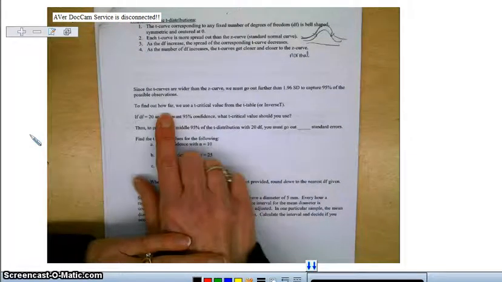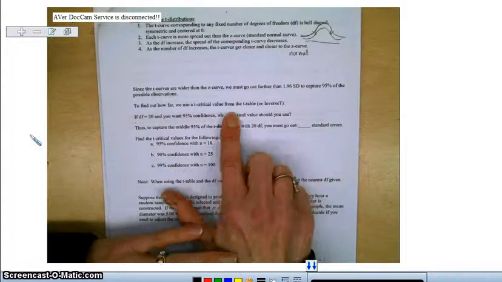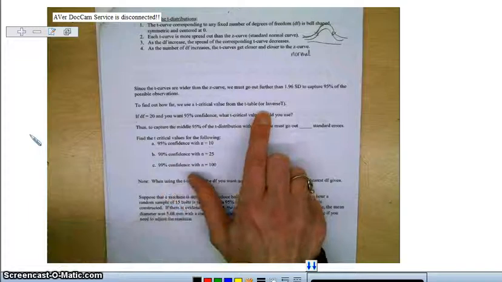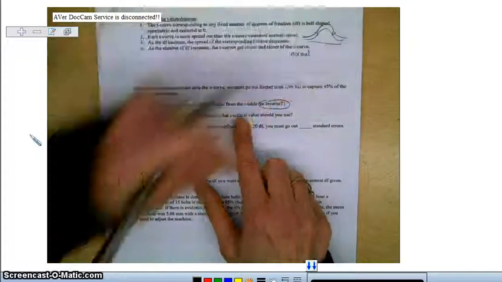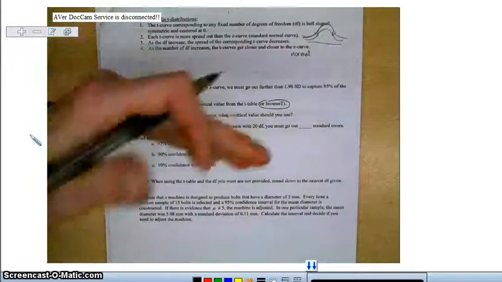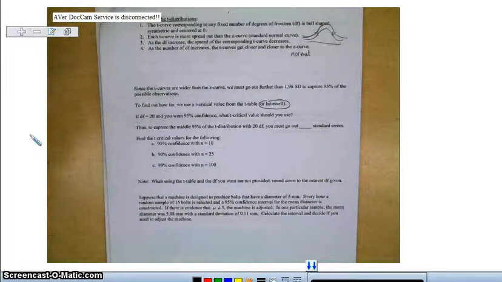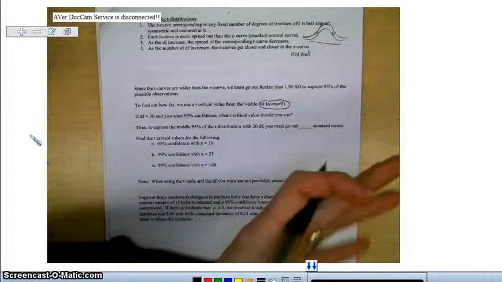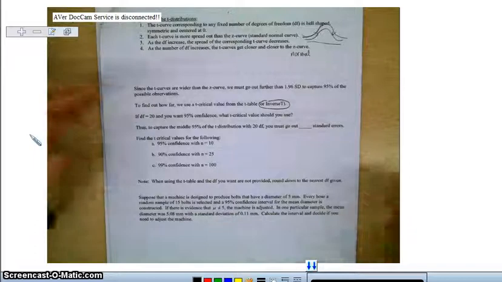To find out how far, we use a critical t-value from the table, or there's a command on your calculator called inverse t. I'll show you both. You will get a t-distribution table on the AP test. You will get all the tables in the back of your book on the test, so you can use those or your calculator.